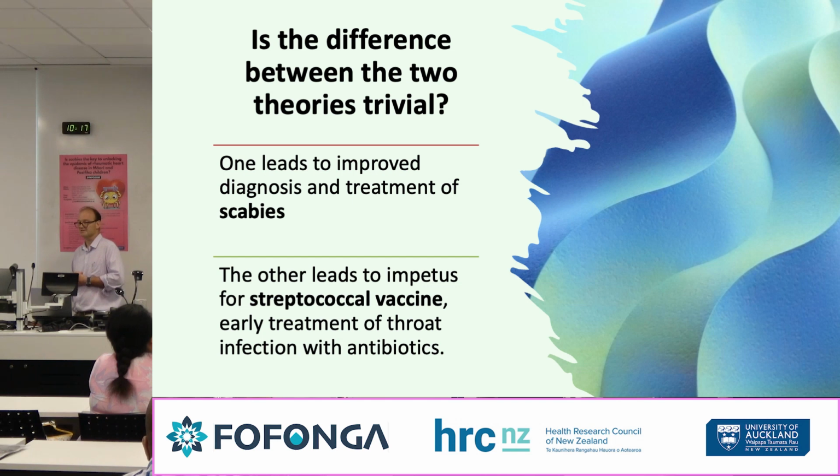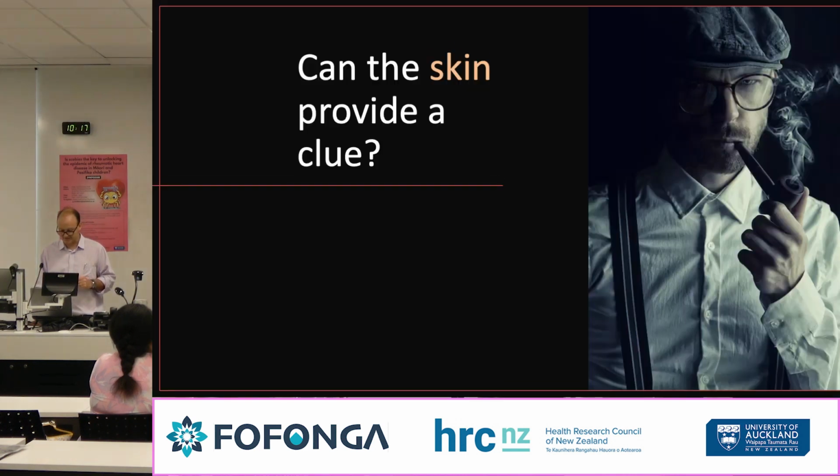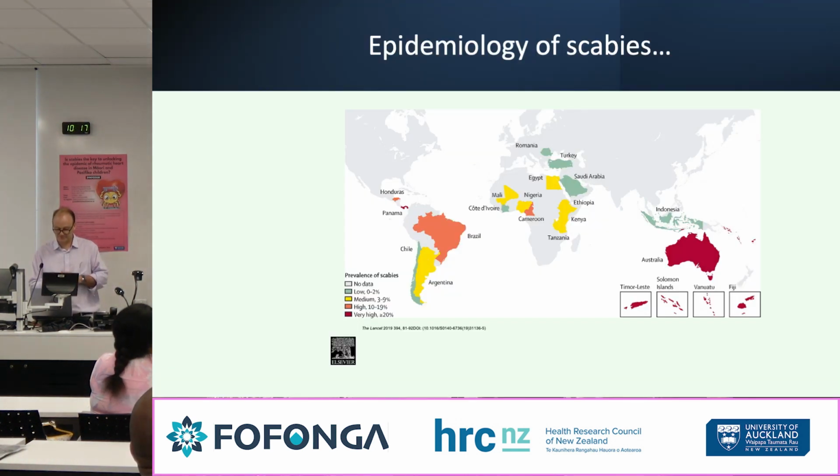One of the issues that we had in the early days was, look, isn't this just a trivial difference? Well, yes and no. I think one leads to improved diagnosis and treatment of scabies, whereas the other leads to use of antibiotics, development of strep vaccines. So there is a difference, I think, and it's an important one. So looking at group A strep carriage wasn't convincing in terms of the epidemiology.